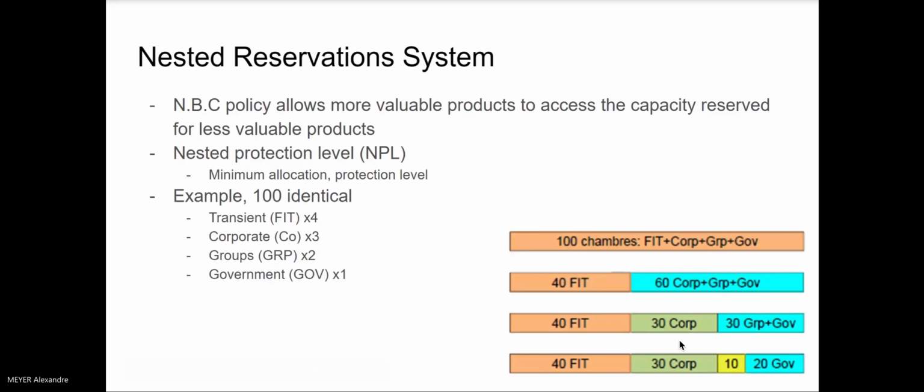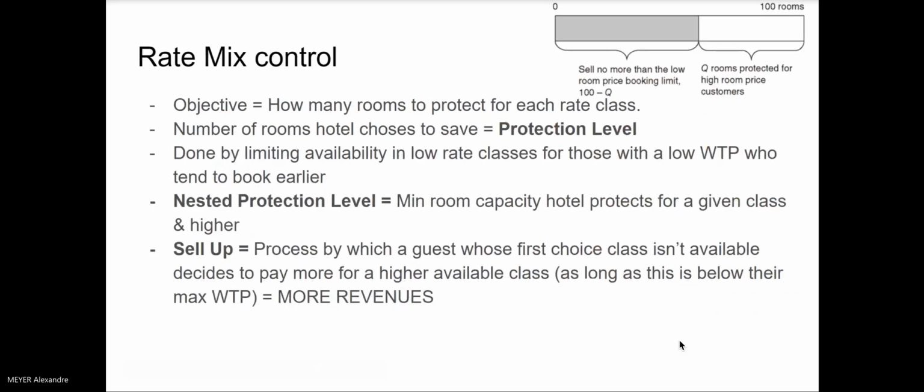So, rate mix control. The objective is to determine how many rooms to protect for each rate class. It aims at saving rooms for the most expensive rate classes, designed for last-minute booking guests, and making them available at the end of the booking period, shortly before arrival. Again, this is done by limiting the availability in low rate classes, right? Imposing a maximum allocation as opposed to a minimum, so that you can attract those who have a higher willingness to pay, so that you can end up bringing more revenue, right? And a nested protection level is a minimum room capacity a hotel protects for a given class. So you want at least X amount of rooms to be sold for a given segment.